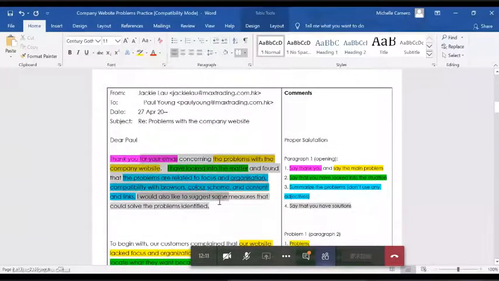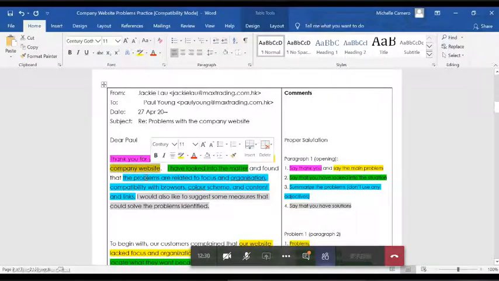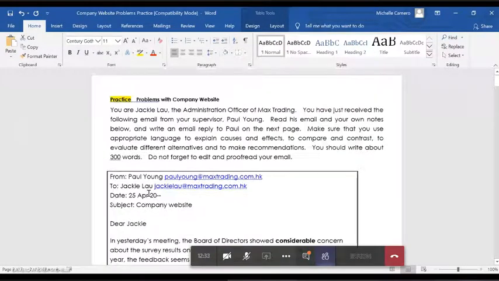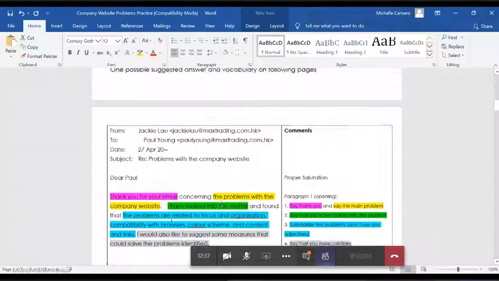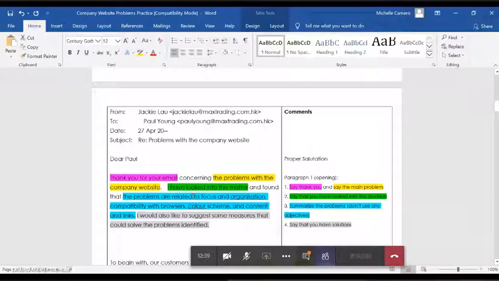Okay, and remember that with the opening paragraph, there's 5 pieces of information you can see because there's 5 different colors, right? And there's 5 pieces of information in 4 sentences. So the sentence 1, you want to say thank you and the main problem. So you can say, thank you for your email concerning the problems with the company website. So remember, where did we get company website? From right here, okay? So you can just say problems with and then the words, okay?